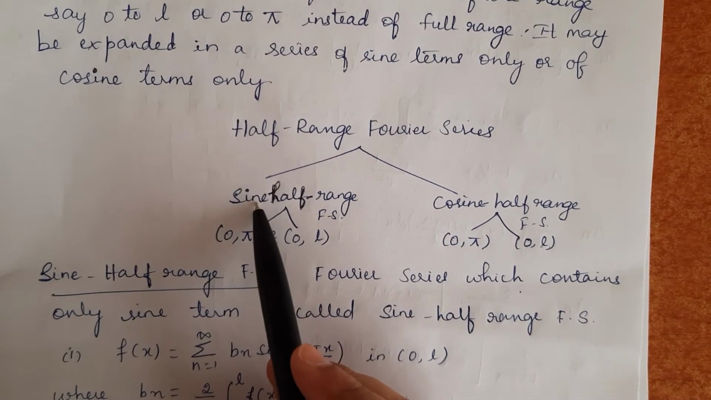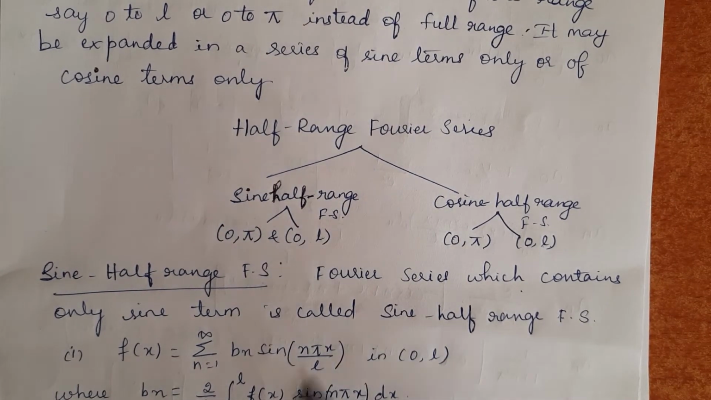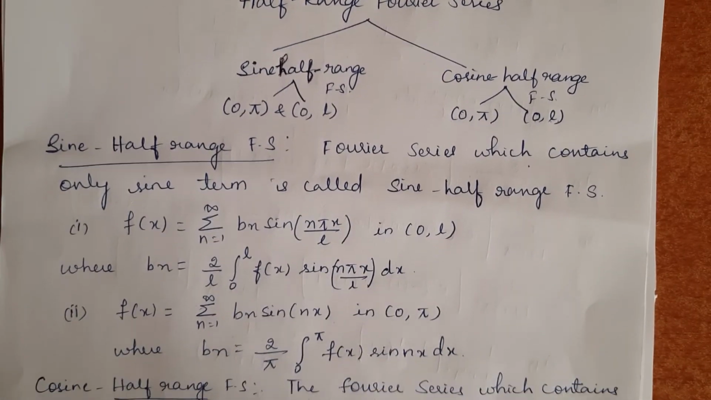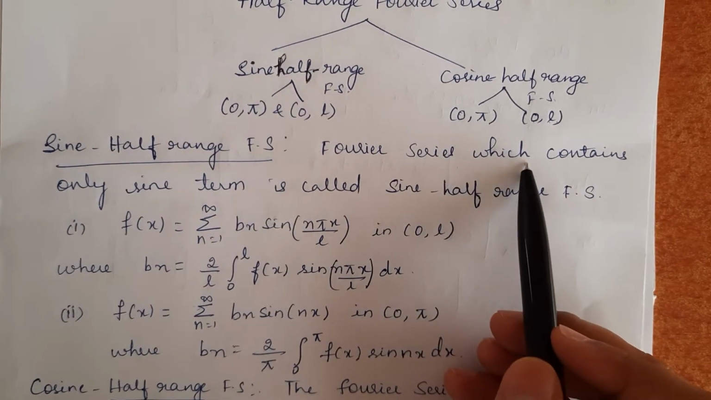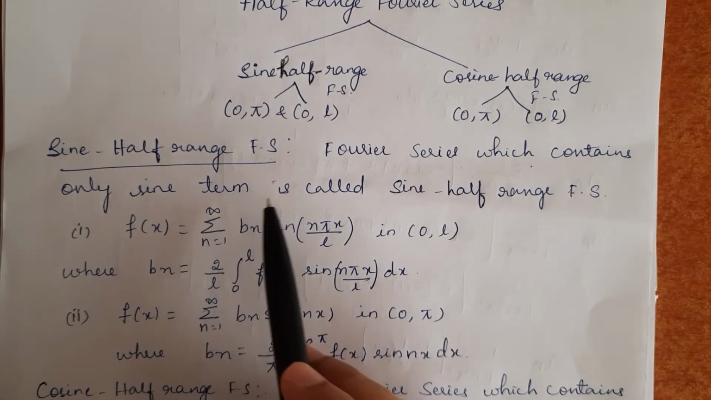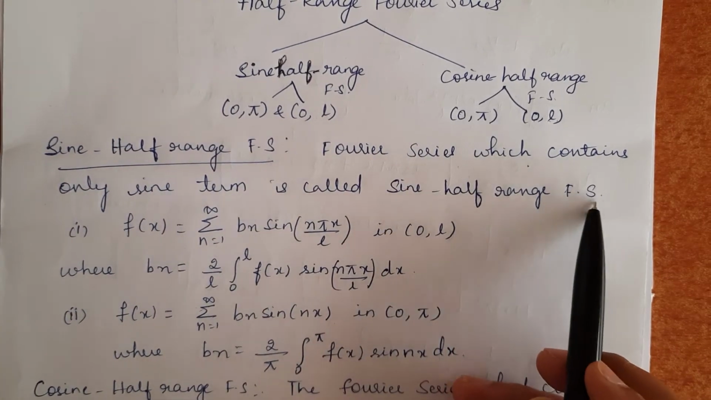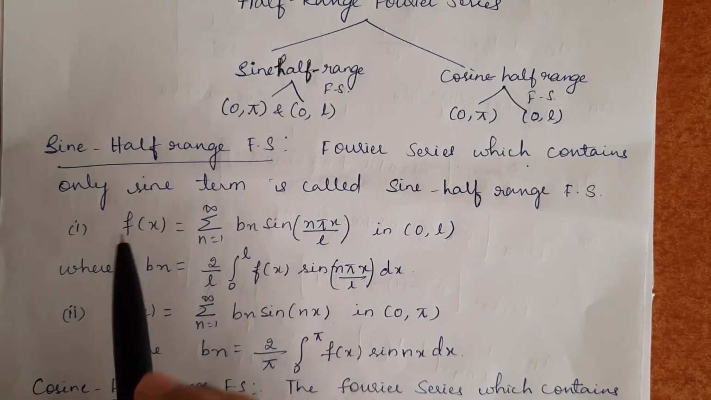First let us define what is the sine half range Fourier series and let us see the formulas related to it. A Fourier series which contains only sine terms is called a sine half range Fourier series. So this is the definition of sine half range Fourier series.